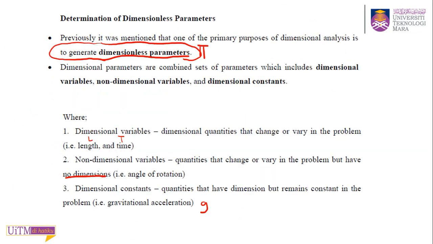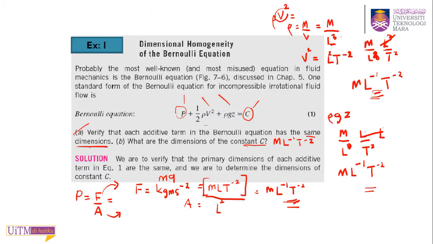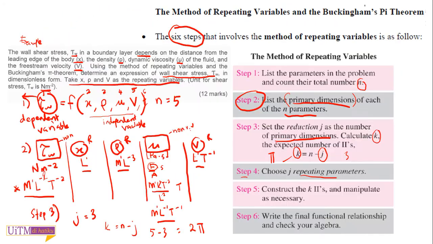Okay. So the primary dimensions are here, from this table. These are the common quantities: velocity, acceleration, force, and you can learn from here what the primary dimension is for each quantity. But remember, this table is not given to you in the exam or in the test, so you cannot refer to this table. That's why you need to know how to find the primary dimension for each of these parameters. Alright. So that is how you use this method to generate the dimensionless parameters.